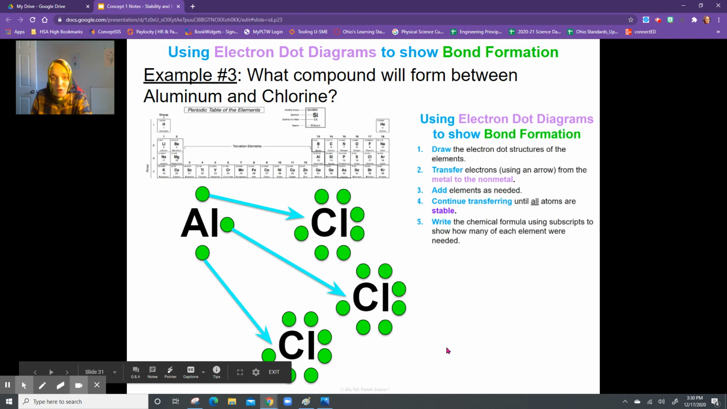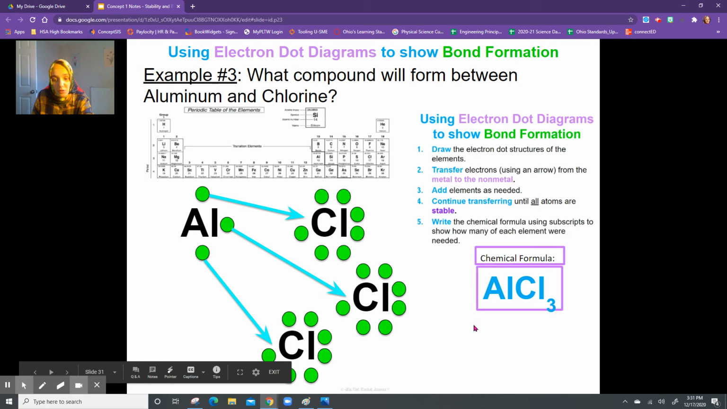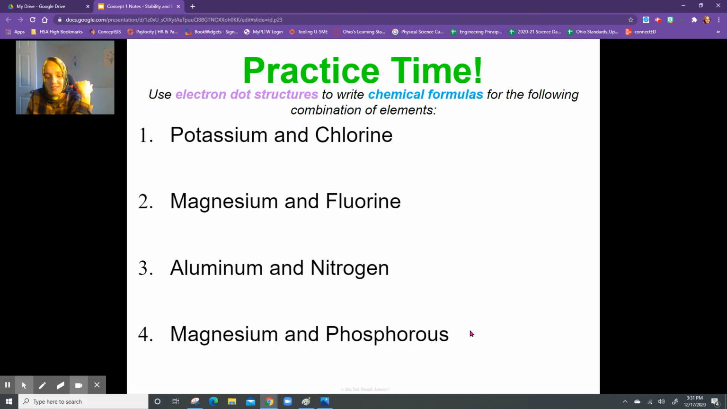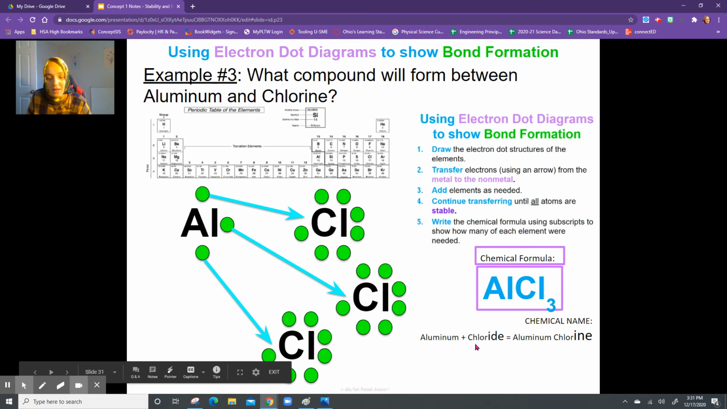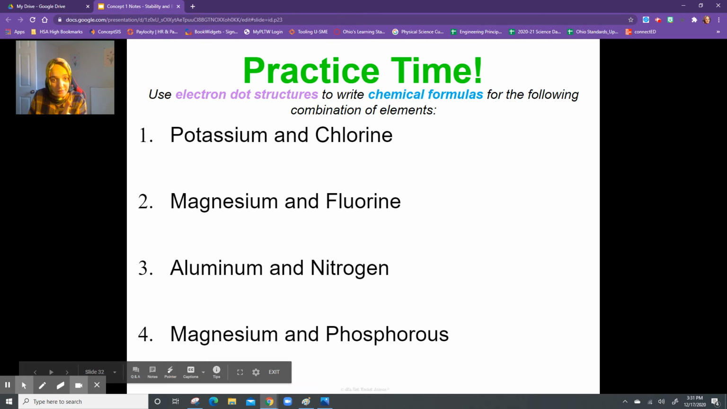So our chemical formula, since we use 3 chlorines to make each type of element stable, will be aluminum chloride. I'm sorry, I made a mistake here. Aluminum and chlorine combine together to make aluminum chloride. Okay? All right. Now it's your turn.